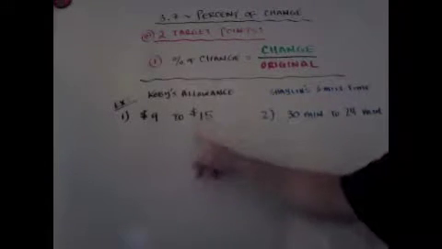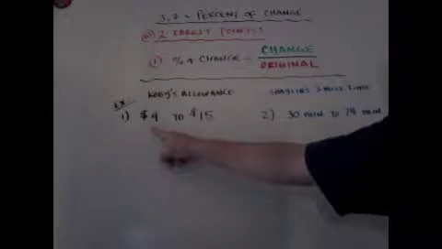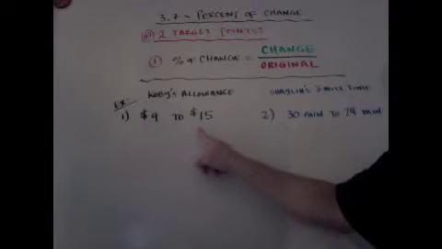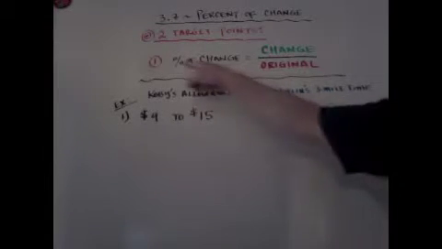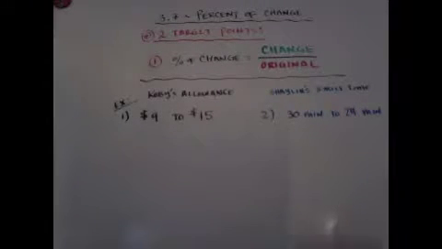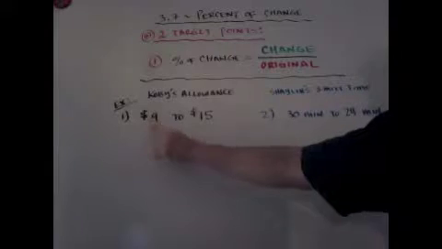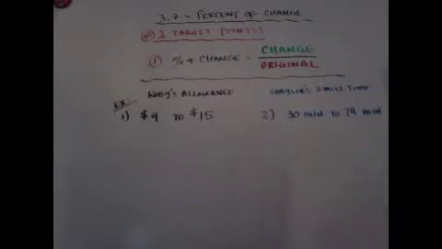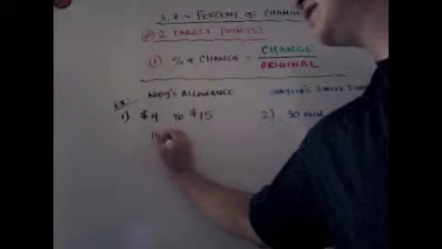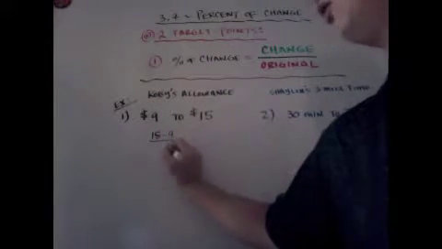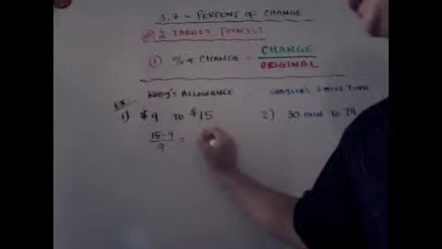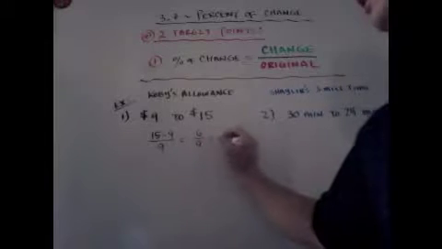Example number one, Kobe's allowance. Kobe got $9 per week, and then he scored a few touchdowns, so he went to $15 per week. We want to find the change, the percent of change, and we want to tell whether it's an increase or decrease. The obvious answer is that from $9 to $15, it went up, so it's an increase. But to find the percent of change, you go 15 minus 9, you find the difference, over the original number it went from, which is 9. When we simplify that, we get 6 over 9, and we can go to 2/3 if we want.